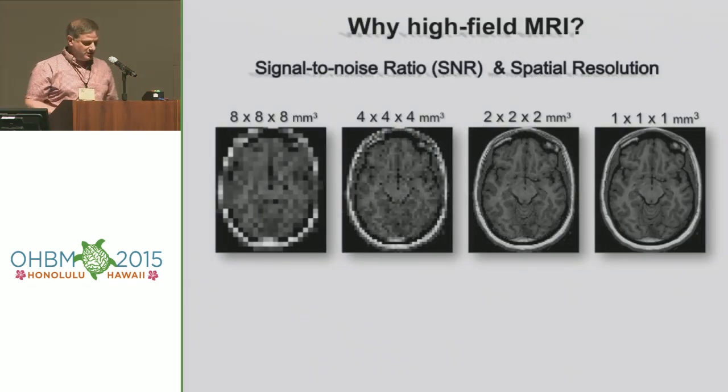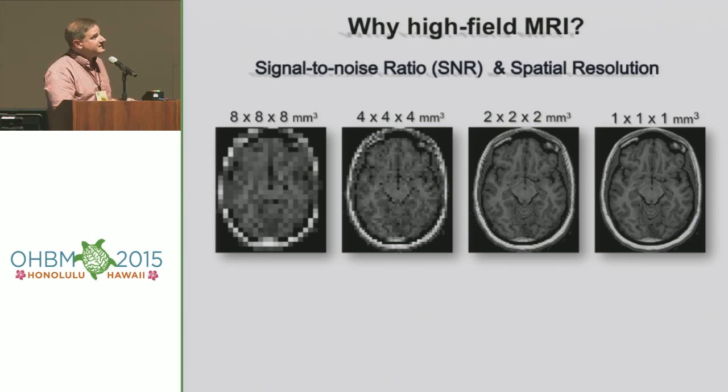Okay, so let's have a quick introduction of what resolution actually buys us. Here we have the same data set downsampled to 8 by 8 by 8 volume, each of the voxels, 4 by 4, 2 by 2, and 1 by 1. Initially, of course, with the 8 by 8, you can see maybe it's a brain, but as you go to smaller and smaller voxels, you can see more and more details.